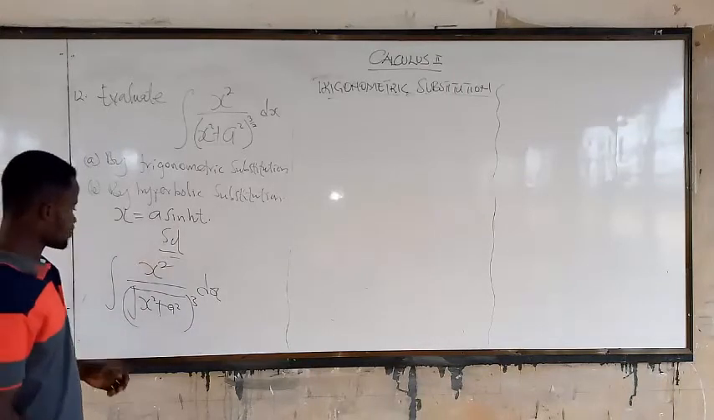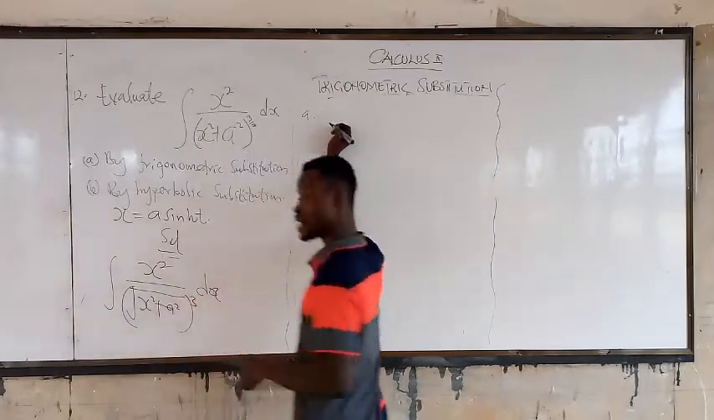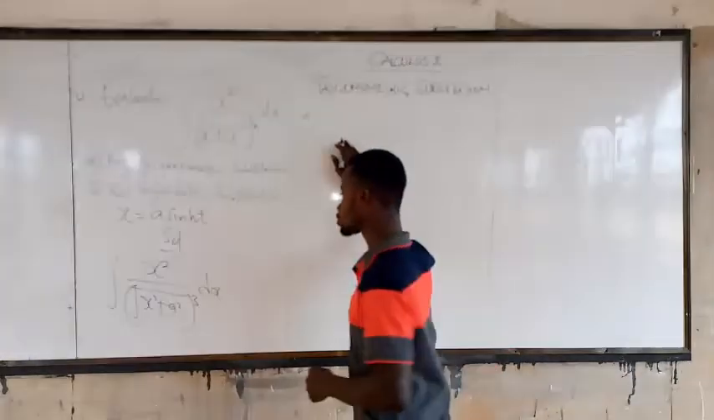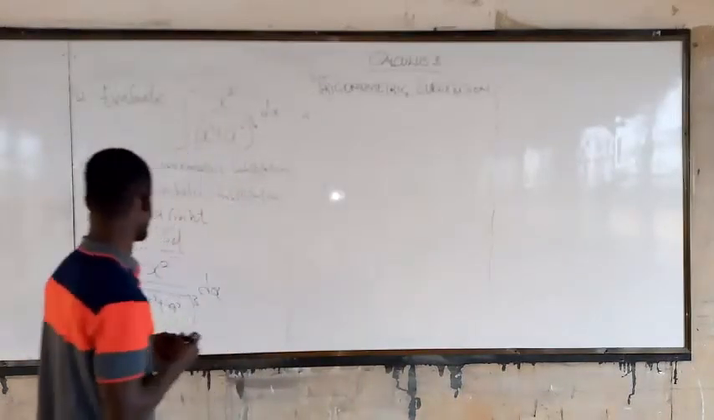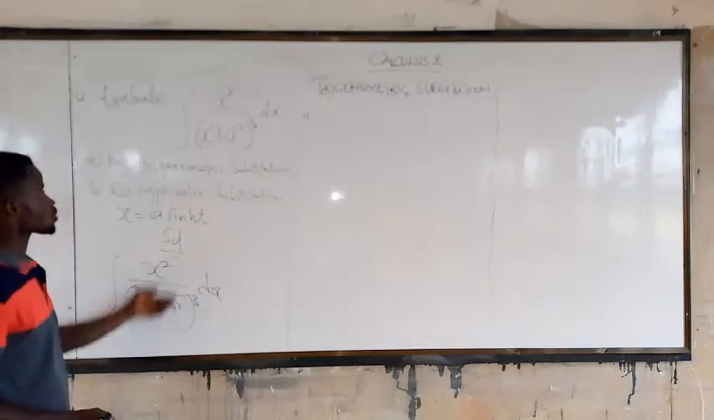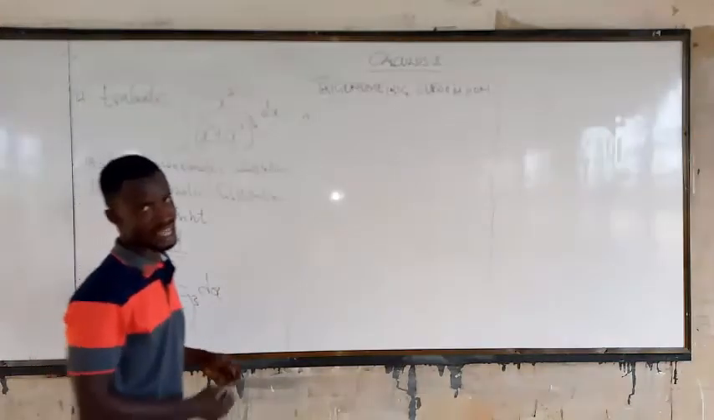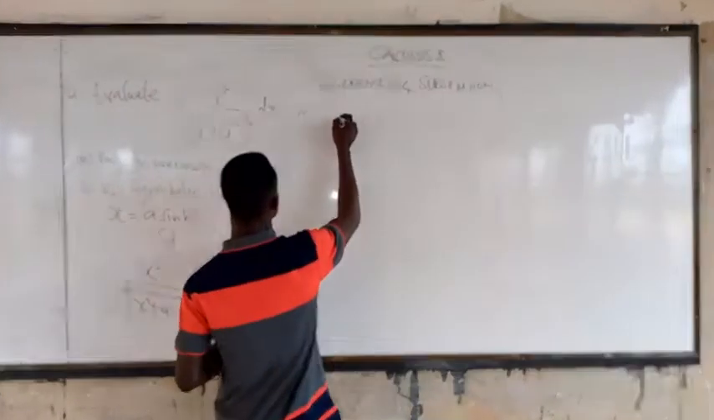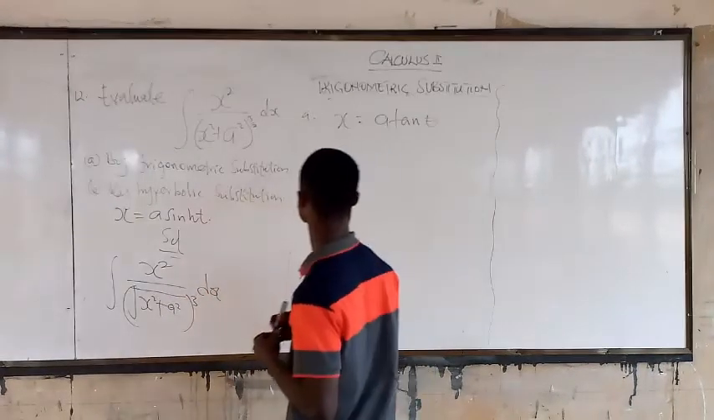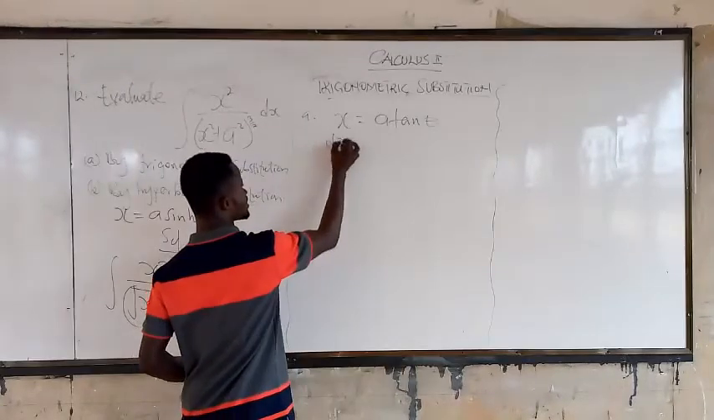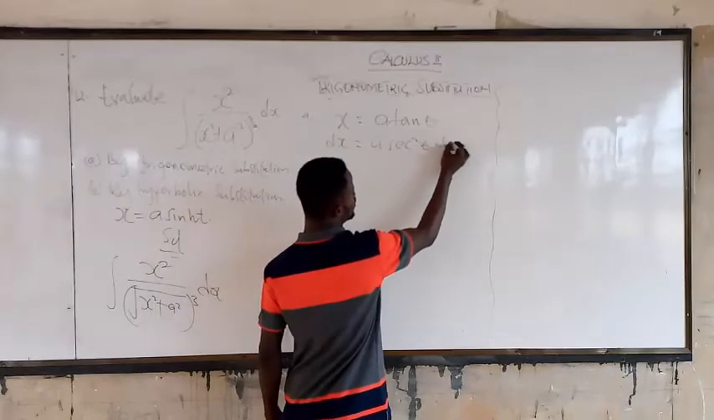Alright, so let's go for A, by trig substitution. Going straight to the point, we know that this square root of s squared plus a squared can be written as this, and it is a sec theta. So we get s to be equal to a tan theta. Then ds is going to be equal to a sec squared theta d theta.